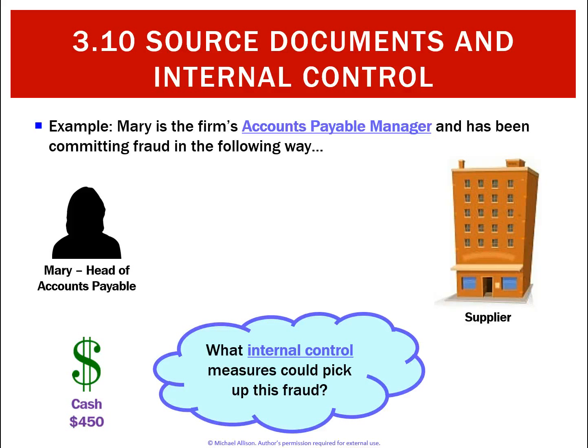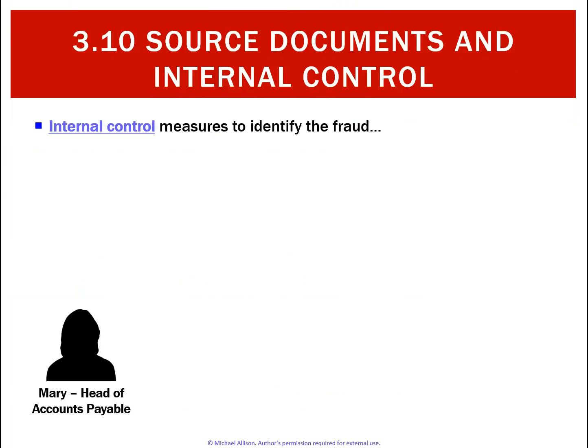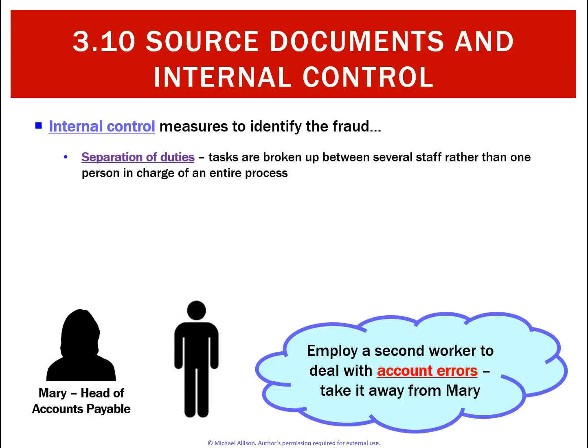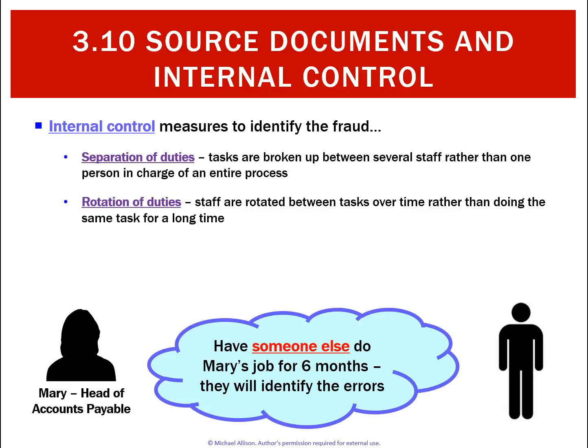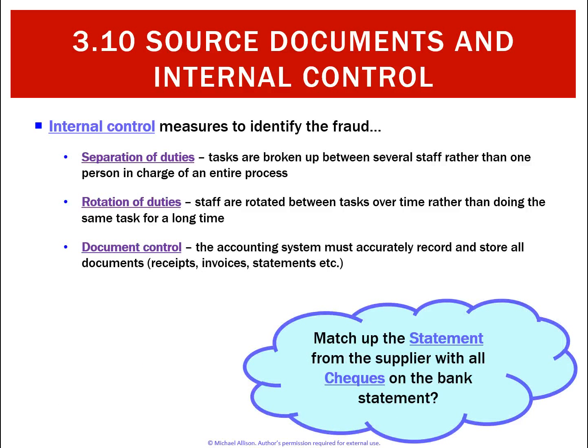So we need to have some internal control measures to pick up this fraud. So what could we do? Well, the first thing we could do is employ a second person. That's called a separation of duties, and make sure that Mary has to share her job with someone else, and that way the other person will identify any sort of fraud. Secondly, we could have job rotation, make sure someone else does Mary's job for 6 months and they'll pick up on any errors that she may have made. And lastly, document control. We want to keep copies of all documents so we can prove whether something did or didn't happen.